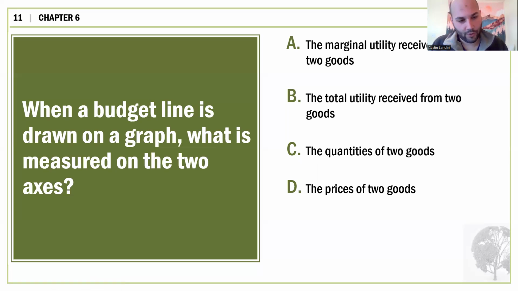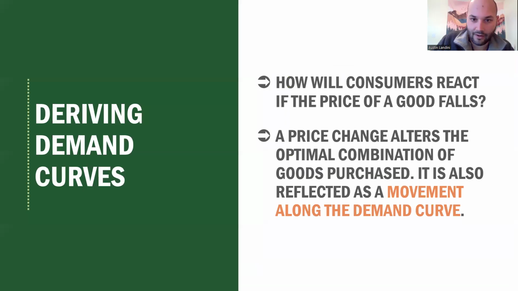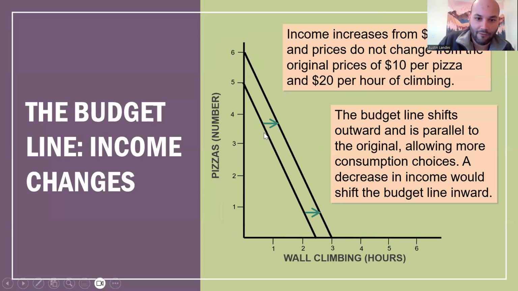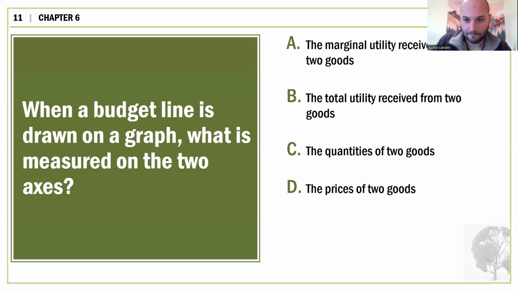All right, so let's just go through a couple of these example problems. When a budget line is drawn on a graph, what's measured on the 2 axes? Well, let's take a look at a picture again here of our budget line. We have the number of pizzas in this example and the number of wall climbing hours. So what's measured on the axes of the budget line is the total quantities of each good.